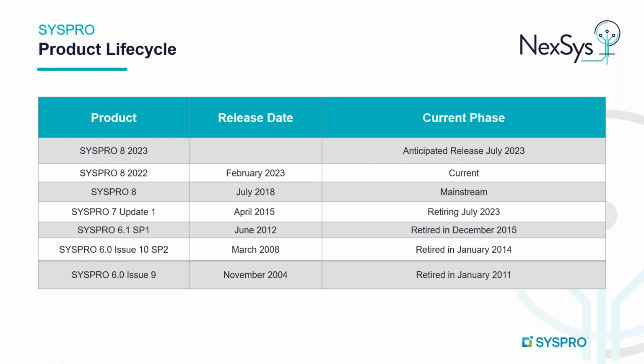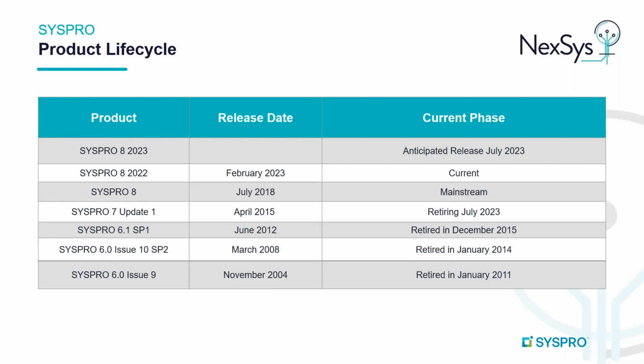If you are currently on 7, you need to be aware that it is going to be retiring this July 2023. With SYSPRO 7 being retired, what that means is there will be no additional changes being added into that particular system. You'll still be supported on it. You can still call your friendly Nexus help desk system. They'll be able to provide you help with it. But if there are any error corrections needed, the development team at SYSPRO will not be able to make those changes.